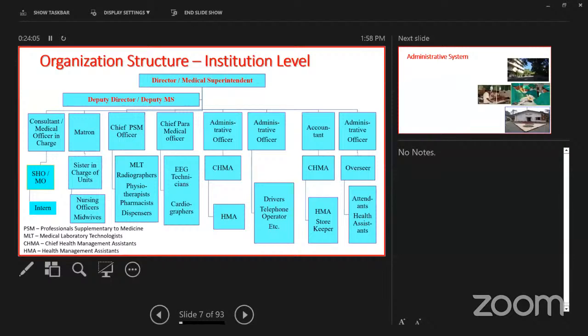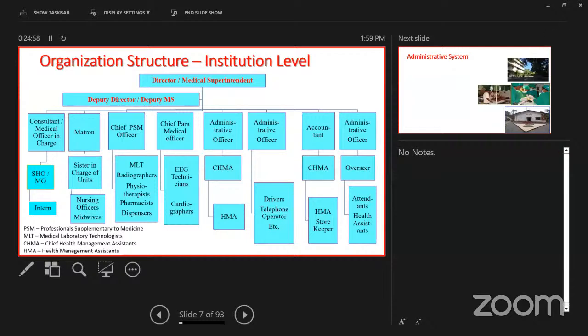The administrative officer is responsible for your administrative matters, human resource matters, leave, disciplinary procedures. All those things are the administrative matters handled by the administrative officer. The accountant handles the financial matters of the hospital. Under him, there is a chief health management assistant, and under the chief health management assistant, there are storekeepers and health management assistants. This is the financial clerking system. In addition to that, there is supportive staff. Head of the supportive staff is the overseer, but he's overlooked by the administrative officer. Under the overseer, there are attendants and health assistants. Attendants are primary skilled staff, and health assistants are primary level unskilled staff.